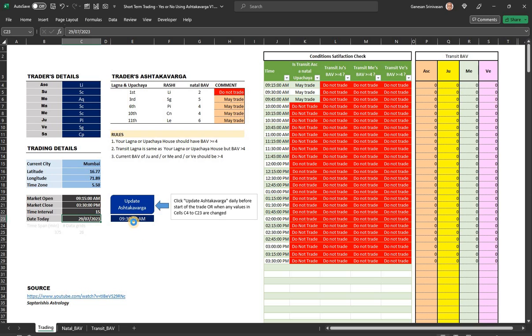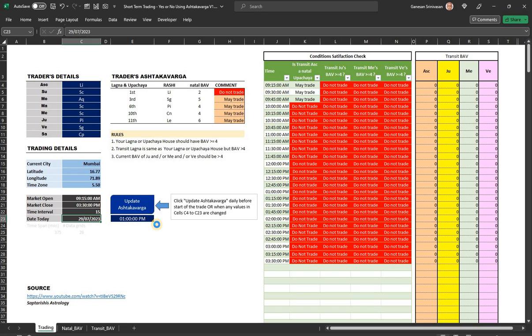It takes a while. You will see that this particular time gets updated dynamically as it creates the transit BAV sheet values. So we have to wait a little, because every 15 minutes it will calculate the Binnashtakavarga and populate that in the transit BAV chart, the transit BAV sheet. So you'll have to wait till it goes to 3:30 p.m. that the market closes at.